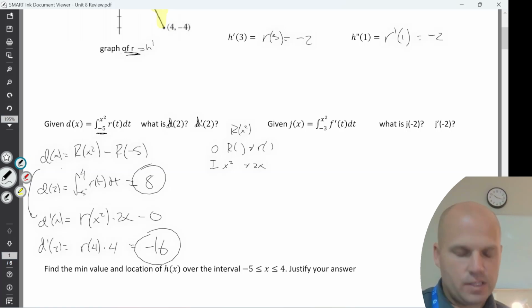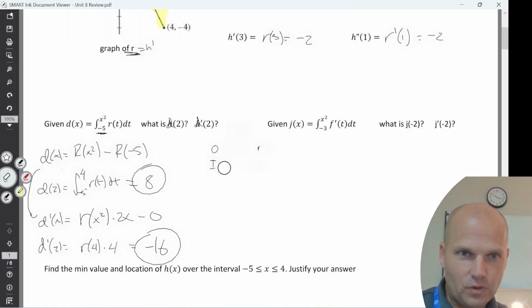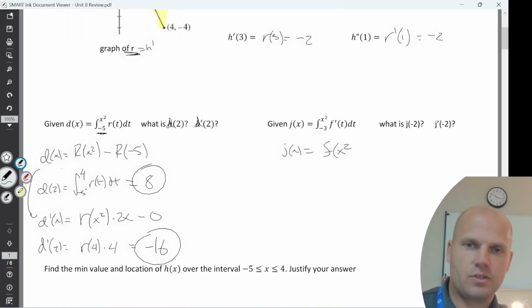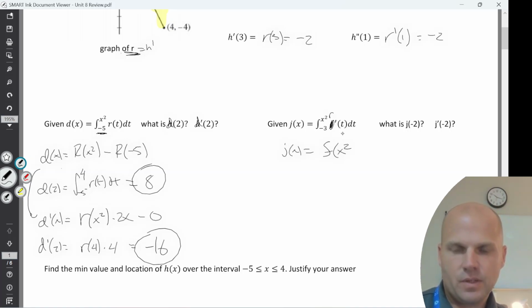What if I gave you this? Well, this is where, knowing that J has an alternate form of regular f of x. Oh, jeez, it's supposed to be R. I gotta change some stuff up. My bad.